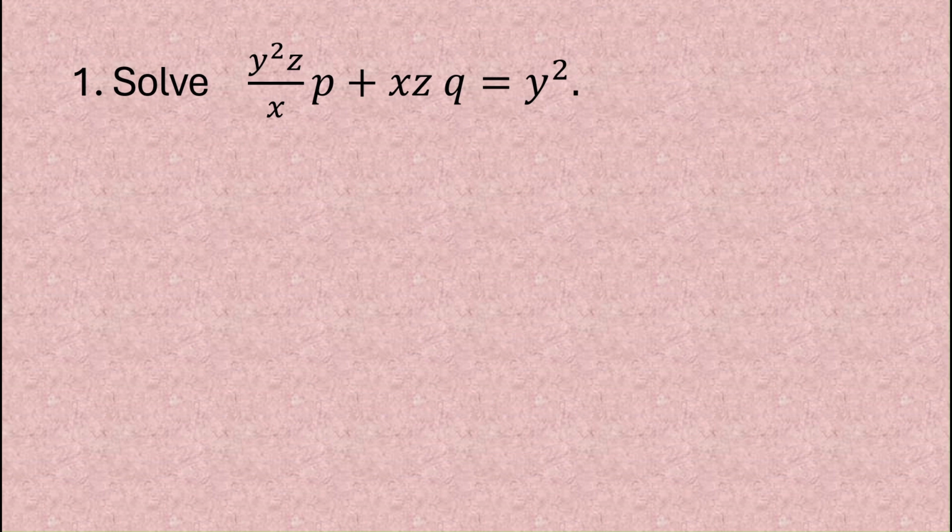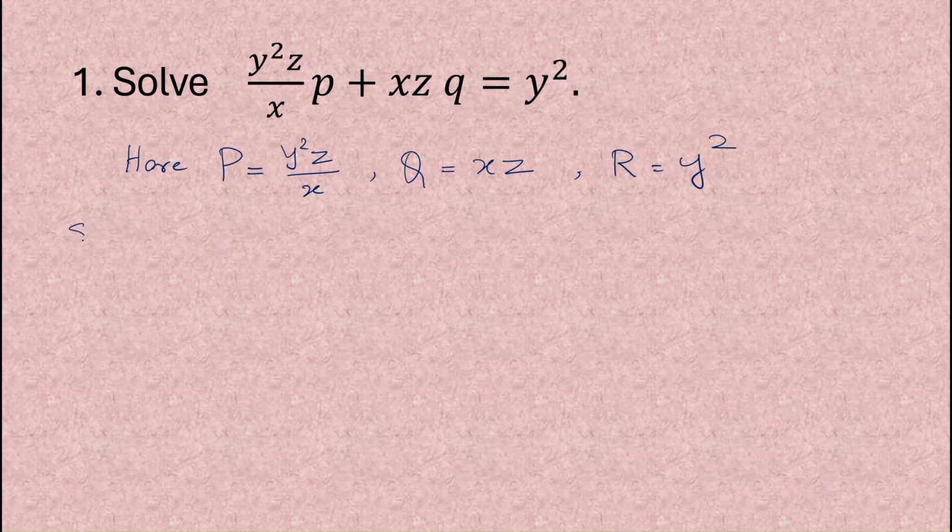The first problem is (y square z by x) into p plus xz q is equal to y square. Now if you look at this equation, this is of the form capital P into small p plus capital Q into small q is equal to R. Here, what is capital P? Capital P is nothing but y square z by x, capital Q is nothing but x into z, and capital R is nothing but the right hand side function y square. So P, Q, R are functions of x, y and z.